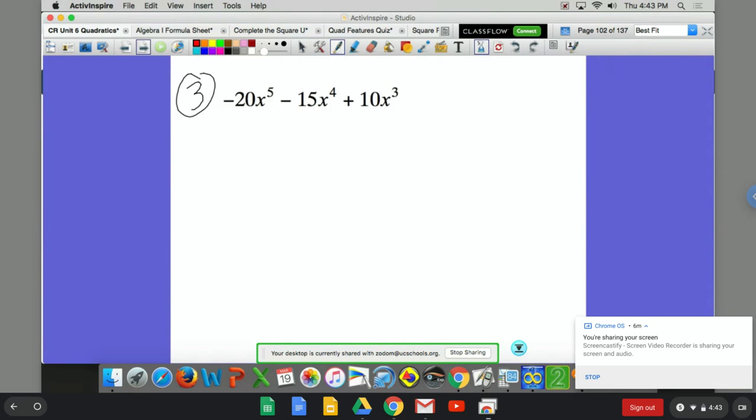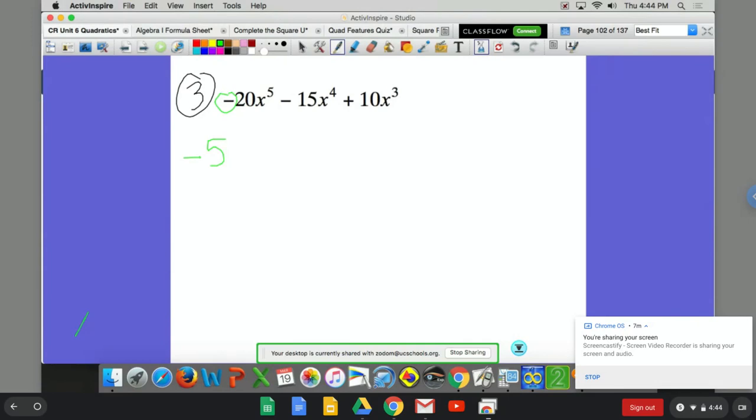Now, third example, we have negative 20x to the fifth minus 15x to the fourth plus 10x to the third. So the better we get at these, the more we can start recognizing that we have 20, 15, and 10. So the largest number that is going to go into these is going to be a 5. And so, since it is a 5, we are going to pull out a 5. But we also have to pay attention to the fact that its leading term is a negative. So we're going to pull out a negative.